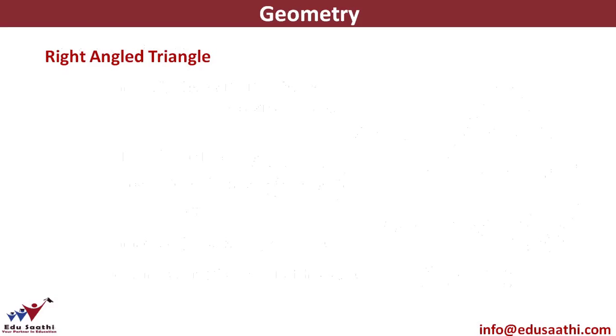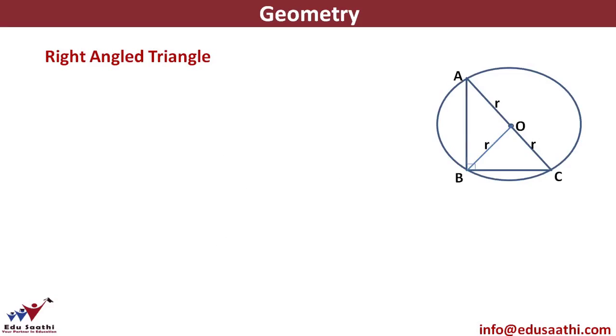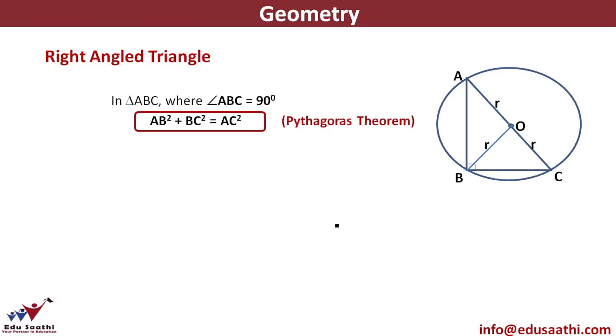Let's look at the case of a right angle triangle. In a right angle triangle you have the hypotenuse, a base, and one of the angles is 90 degrees, so the sum of the other two angles is also 90 degrees. In the figure, angle ABC is 90 degrees. I can always apply the Pythagoras theorem: hypotenuse square, which is AC square, is equal to AB square plus BC square. One of them can be base, one can be perpendicular; the values of base and perpendicular are interchangeable.